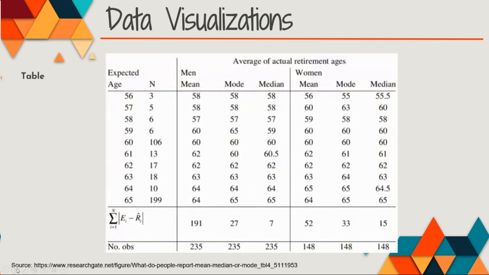And then finally, we have it in a table format. As you can see here, this is a data visualization to showcase the differences in mean, mode, and median overall, as well as for men and women. So when you think about the data, you can see it displayed here in terms of the average of actual retirement ages.